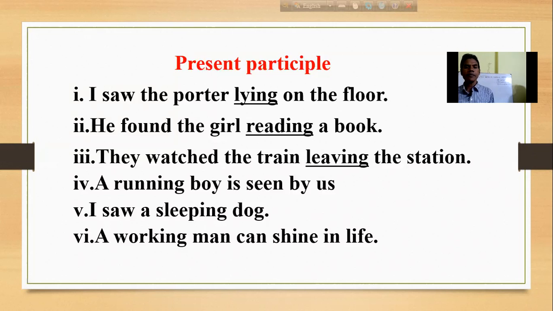Another example, he found the girl reading a book. Here we find reading, read plus ing. So it's a present participle and it gives extra information about the girl and takes place after that very particular noun. So it's a post modifier here and it is present participle. Similarly, we say there was the train leaving the station. Leaving here is a post modifier. So these are the post modifiers which we should use as present participle as post modifier.